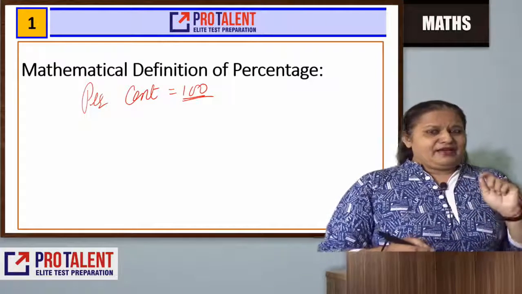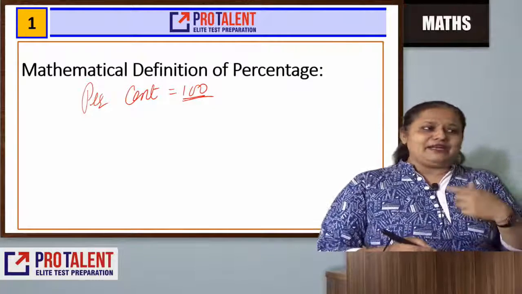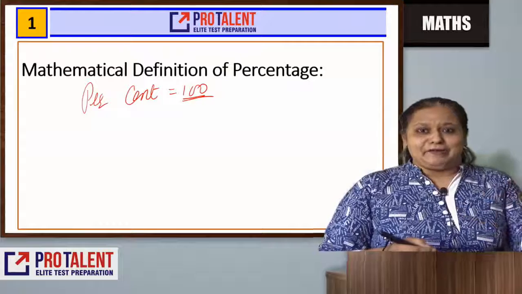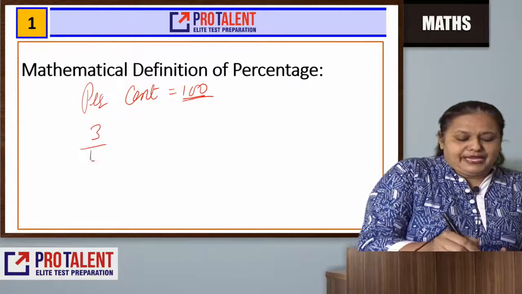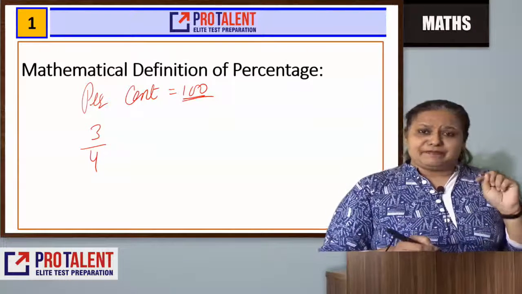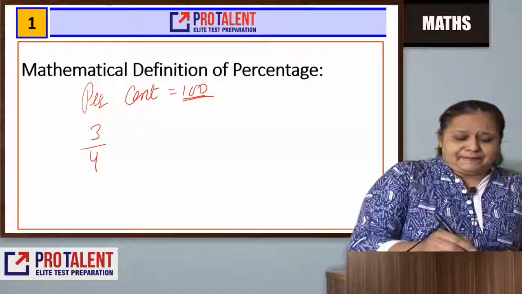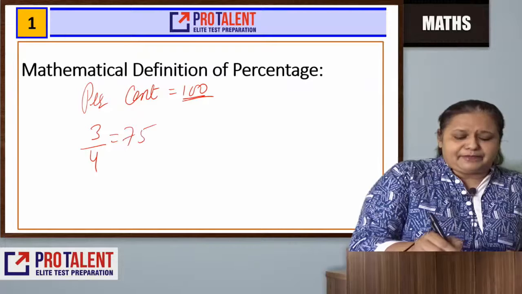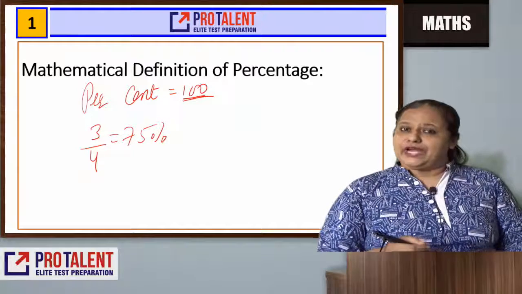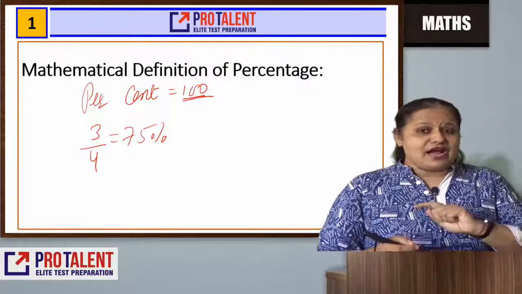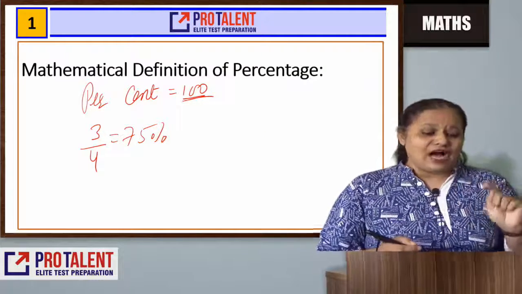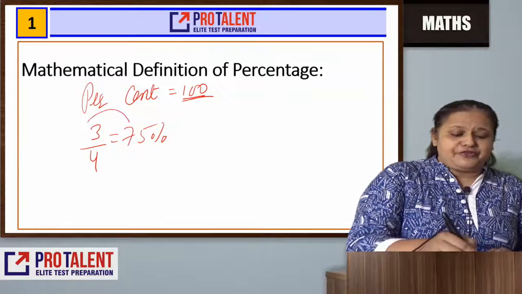Now, I am straightway putting the question: can you say, many times if it is 3 by 4, we write this as a percentage, 75%. Any one of you knows how it comes? How from 3 by 4 do we reach this?